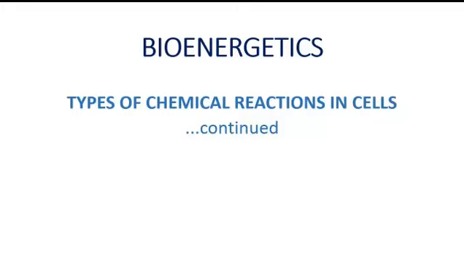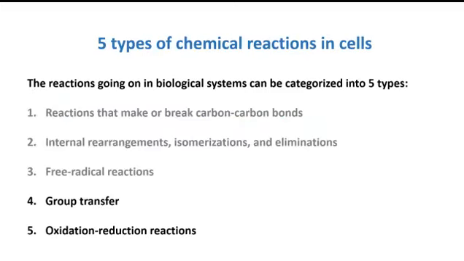Dear students, we will continue to talk about the types of chemical reactions occurring in cells. Previously, we discussed that there are 5 types of chemical reactions taking place in biological systems. We have already talked about the reactions that make or break carbon-carbon bonds. Today, we will look into group transfer and oxidation reduction reactions.